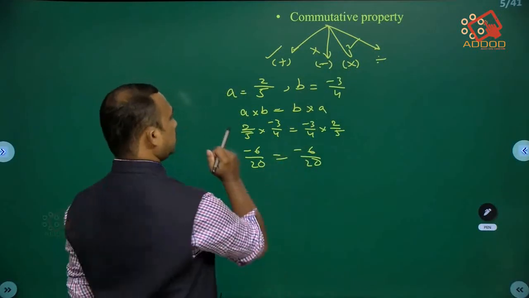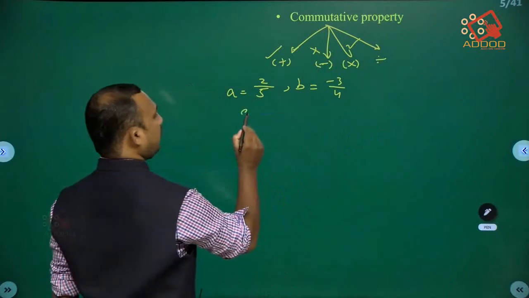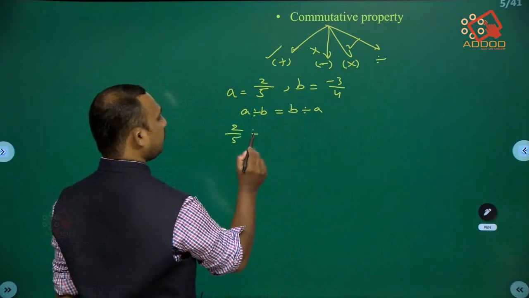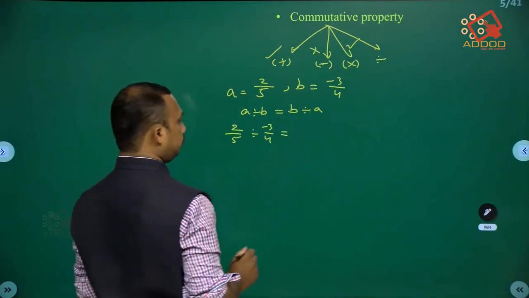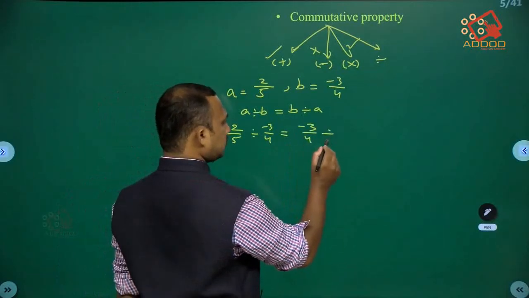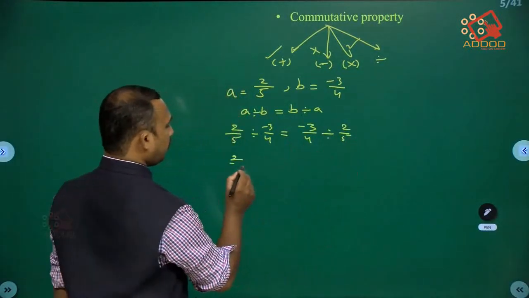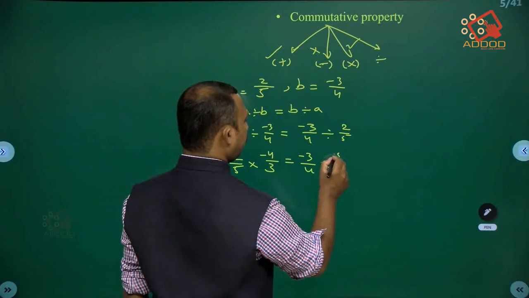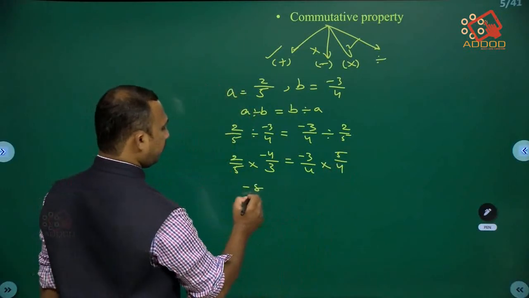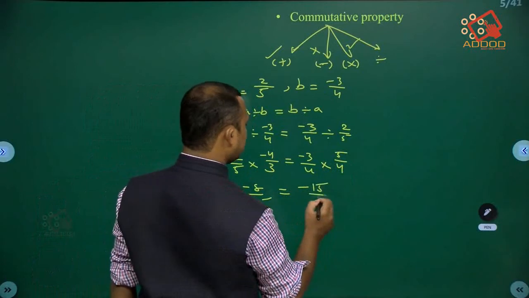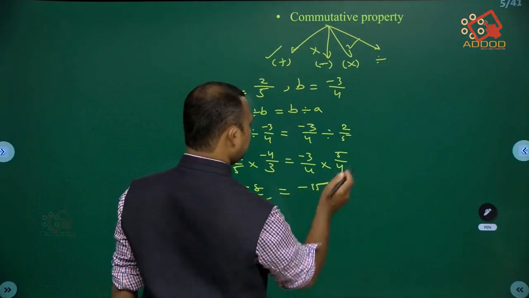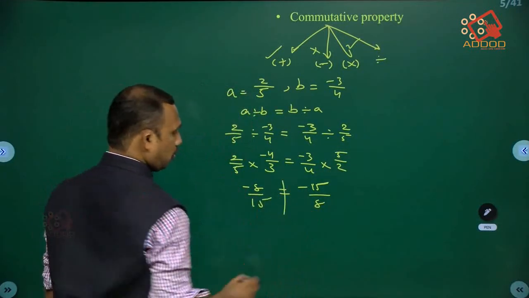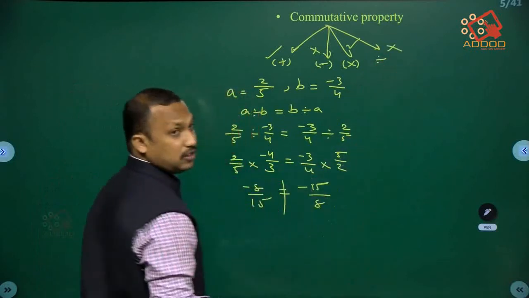Division. Next, we'll check division now. a divides b equals b divides a. 2 by 5 divides minus 3 by 4 equal to minus 3 by 4 divides 2 by 5. 2 by 5 into minus 4 by 3 gives minus 8 by 15. Minus 3 by 4 into 5 by 2 gives minus 15 by 8. So are these two equal? No, not at all. So it is not satisfied under division.